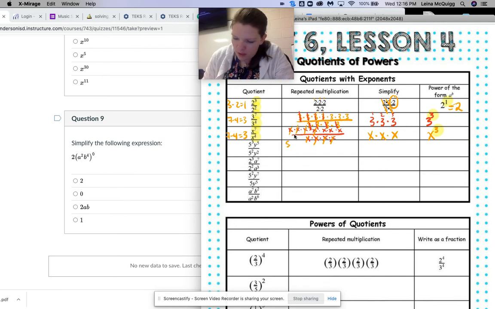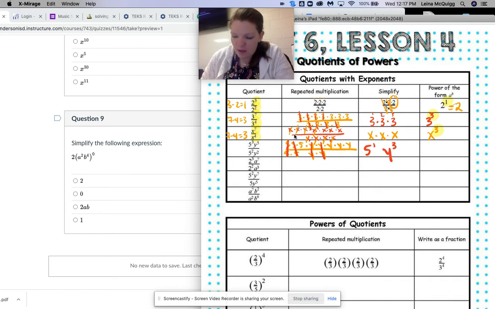We can do 5 times 5 times 5 times y times y times y times y times y. That's 5 cubed, so I have 3 5s and 5 y's. 5 times 5 and y times y. So let's go ahead and cancel out the things that cancel out. When I divide something by itself, it just becomes 1. So there's 1, there's 1, there's y divided by y is 1, y divided by y is 1. So I have 5 to the power of 1 times y to the power of 3.